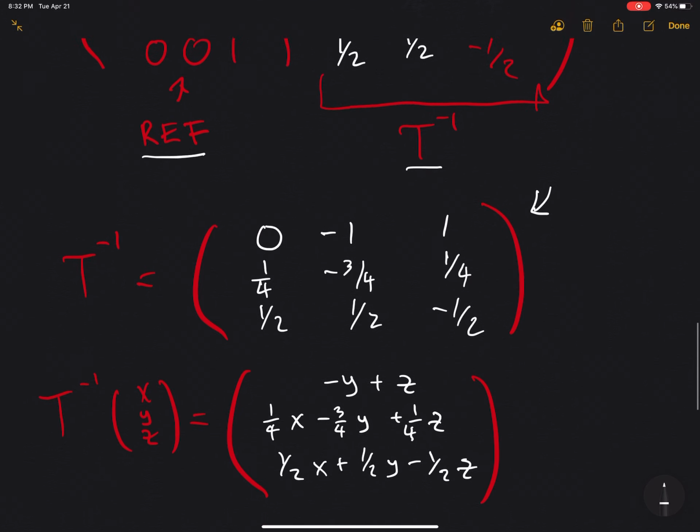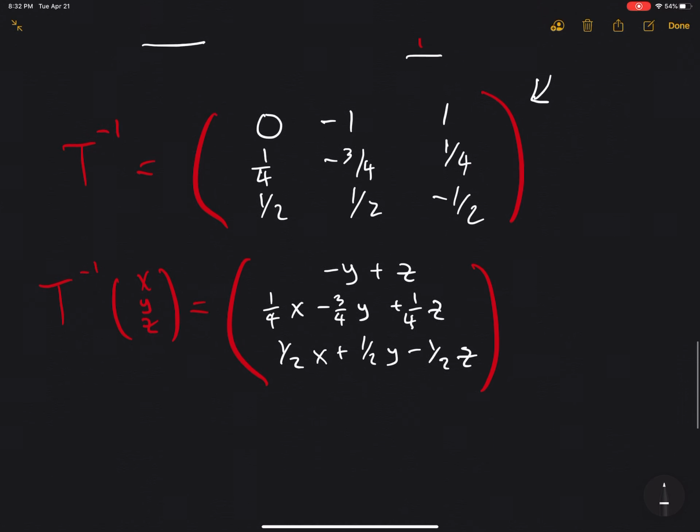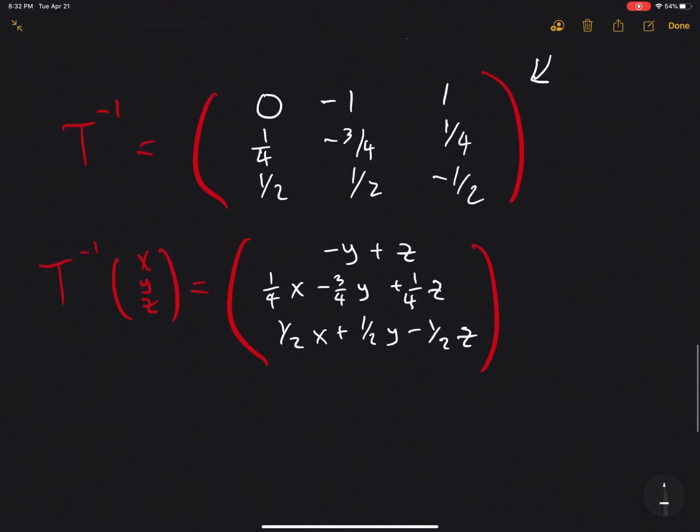And if I have that matrix representation, I can go back to the actual coordinates if you wish, just by multiplying that matrix with the vector (x, y, z). So that would give me the first row to be just negative y plus z, a quarter x minus 3/4 y plus a quarter z, and 1/2 x plus 1/2 y minus 1/2 z. So that is the expression of the inverse of the original linear transformation that I had.